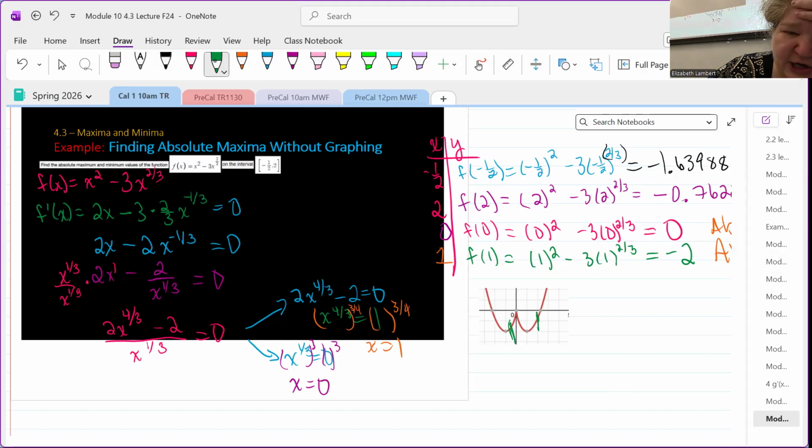Either way, when we make our domain restrictions from negative 1/2 to 2, we can see that the 0 and 1 values are our max and our min when we make those cuts there.